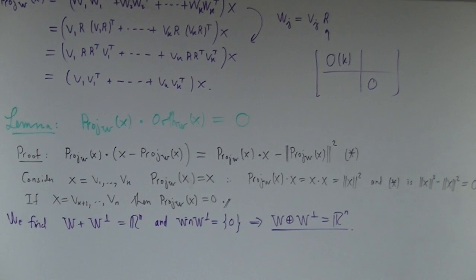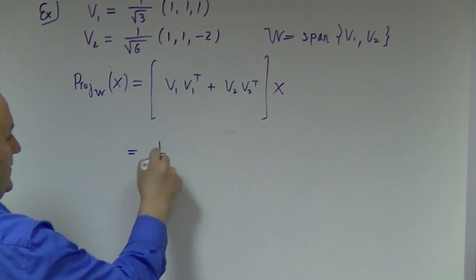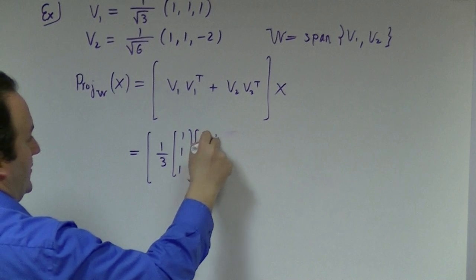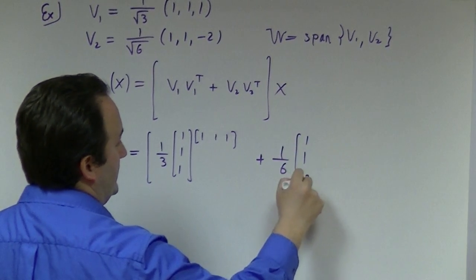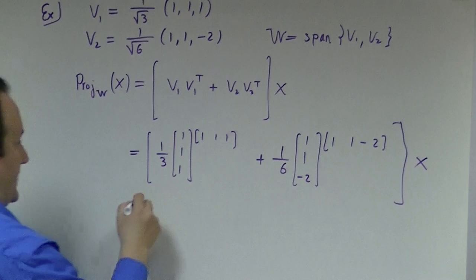So then we can form the projection so that W equals the span of V1, V2. The projection onto W, the matrix of that, I could write it this way, X goes to some matrix. That matrix actually is V1, V1 transpose plus V2, V2 transpose, times X. What is that matrix? It's 1/3 times the matrix 1, 1, 1 times 1, 1, 1, plus 1/6, because there's 1 over square root of 6 and 1 over square root of 6, so 1, 1, minus 2 times 1, 1, minus 2, times x.